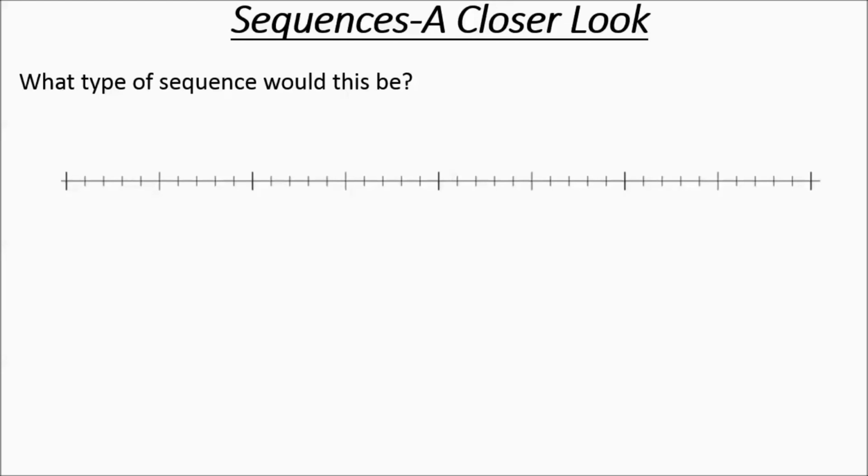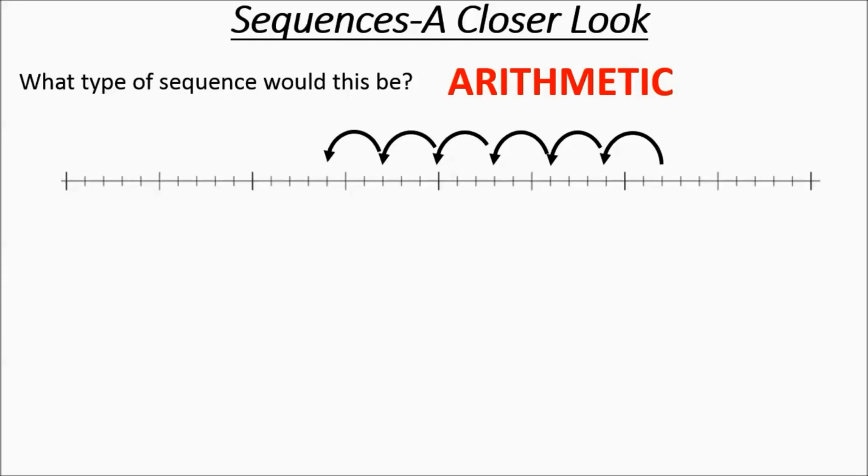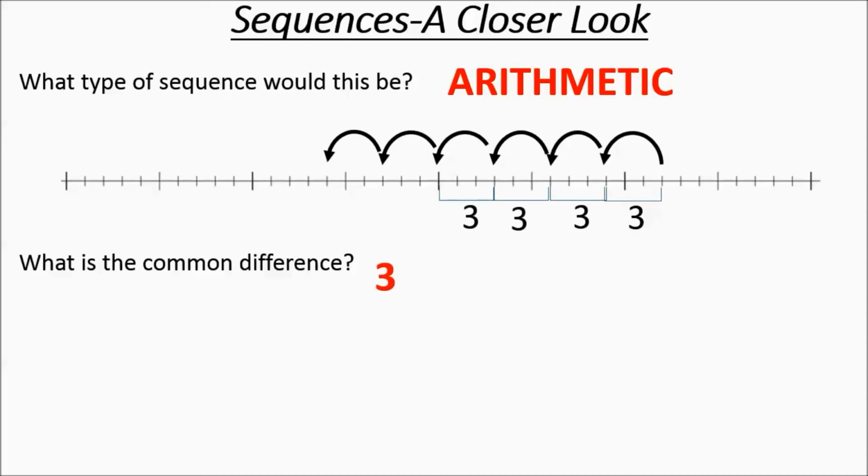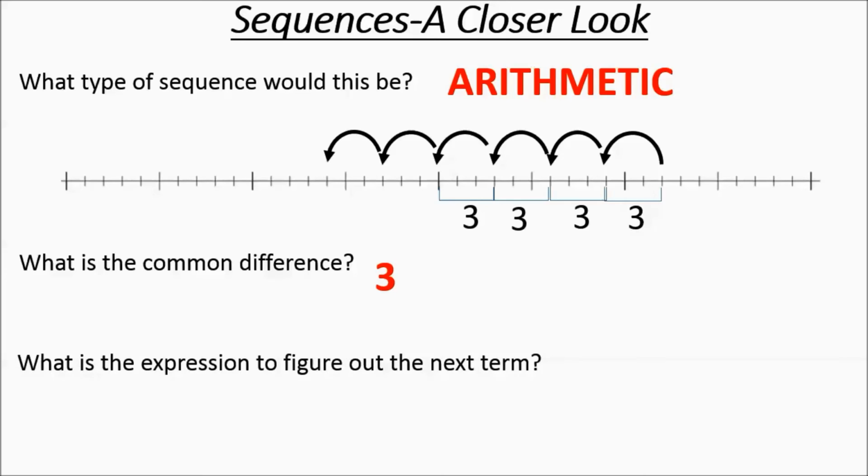All right, how about this one? We're starting over here and we're going to the left. Looks as if we are doing the same amount. They're not getting further apart. They're staying the same distance apart. It's an arithmetic sequence. This means they have a common difference. How far apart are they? They're 3 apart. They have a common difference of 3. Now, what is the expression to figure out the next term? Well, you're taking each number and subtracting 3 from it. So n minus 3 is what you're doing.